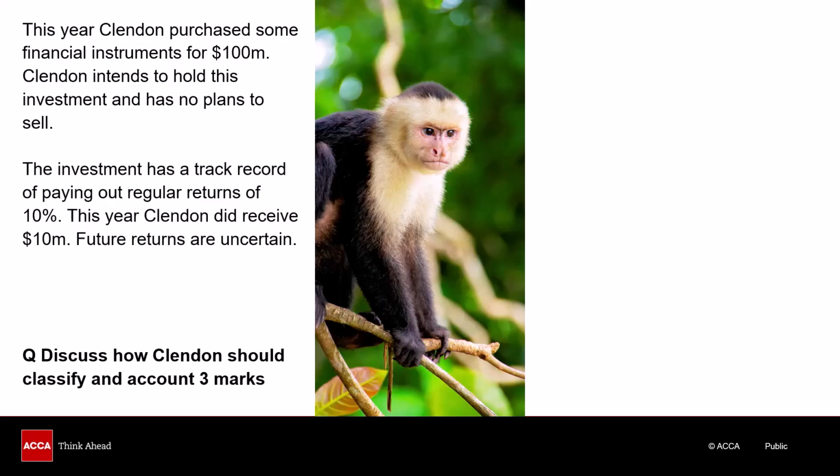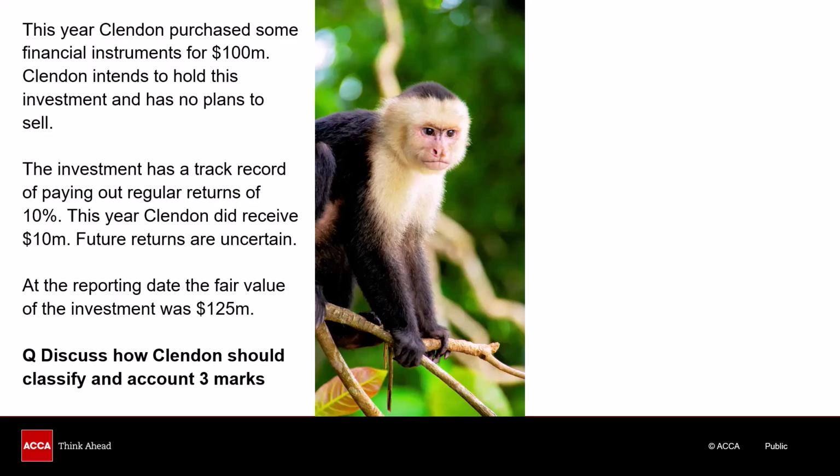Now, the investment itself has a good track record of pumping out 10%. So the investors receive a regular return. And in fact, we have received 10 million this year. And you don't need a calculator to know that 10% of 100 is 10 million. And thirdly, we're told at the reporting date, the fair value of the investment was 125.